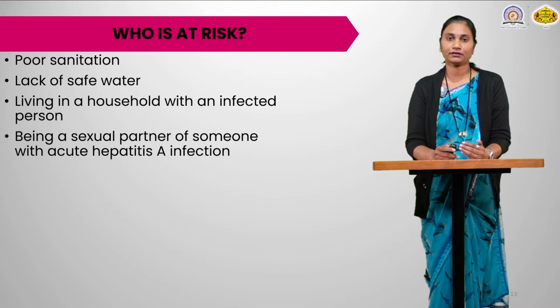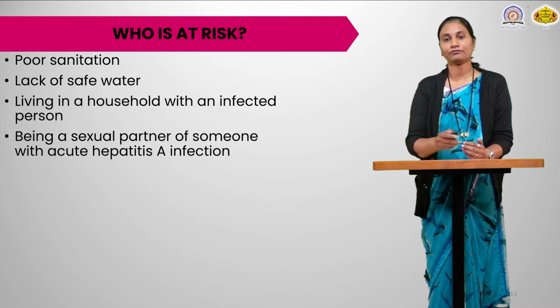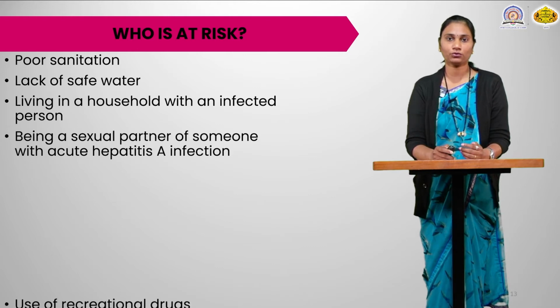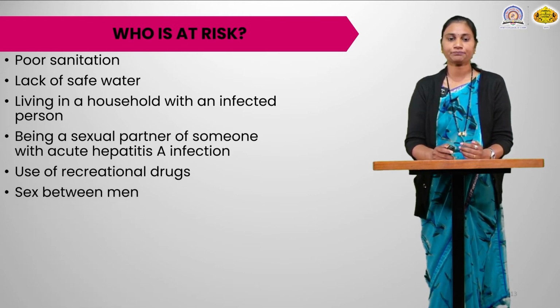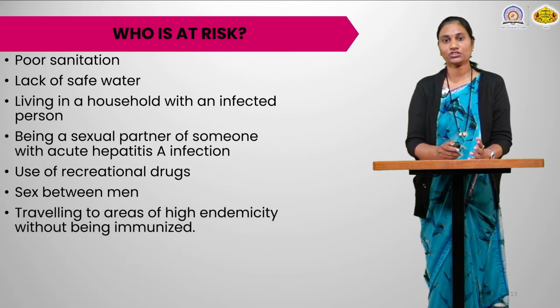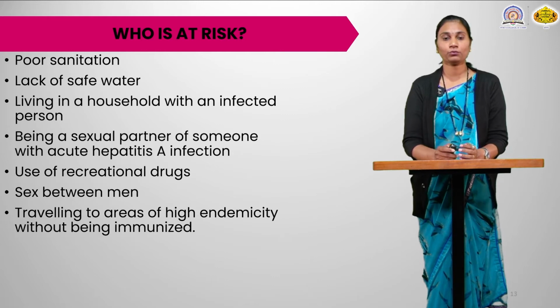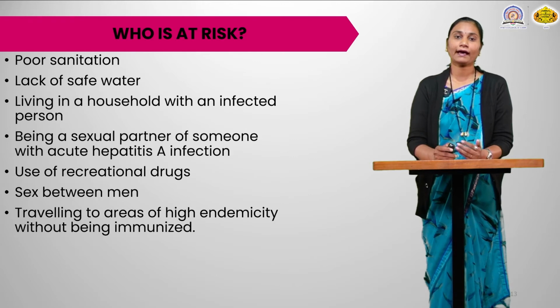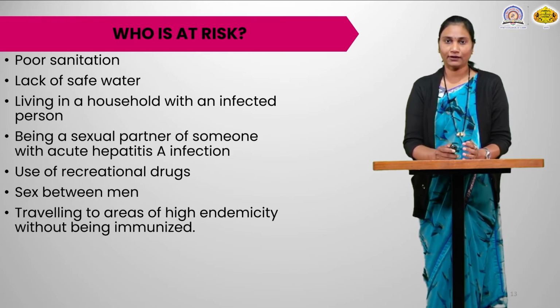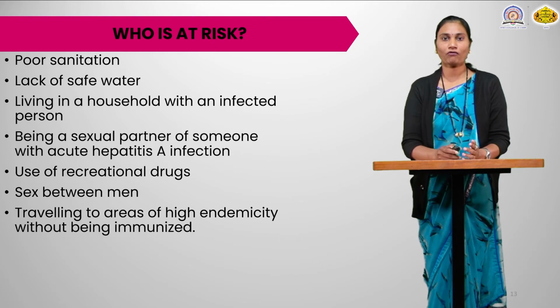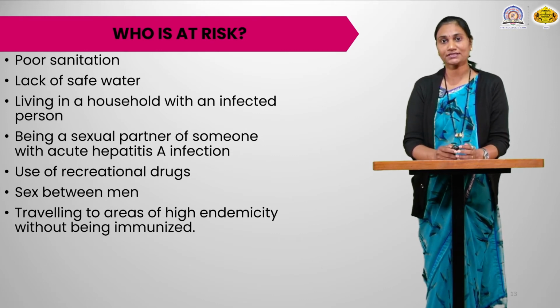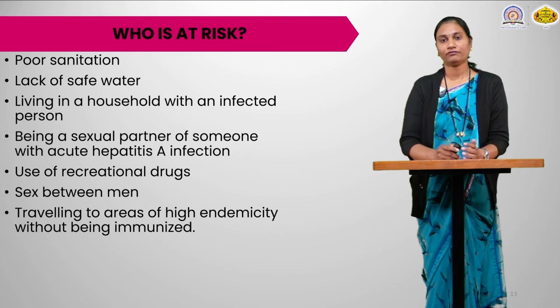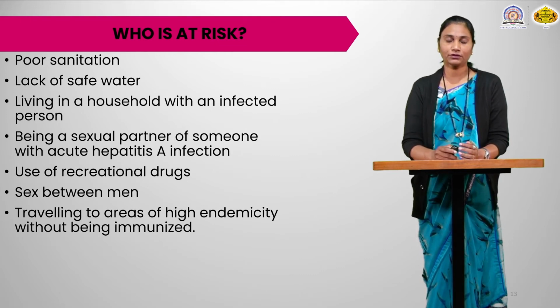If a relation is had with an infected person, that can even lead to the transmission of such diseases. Use of recreational drugs. These are the common categories of people who are at major risk. And the last one is those people who are traveling to an epidemic or endemic area, where hepatitis A infection is taking place, or which has occurred, without being vaccinated. So, even that particular person is prone to hepatitis A infection.